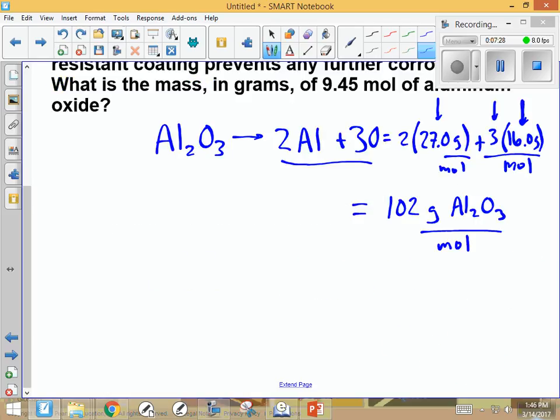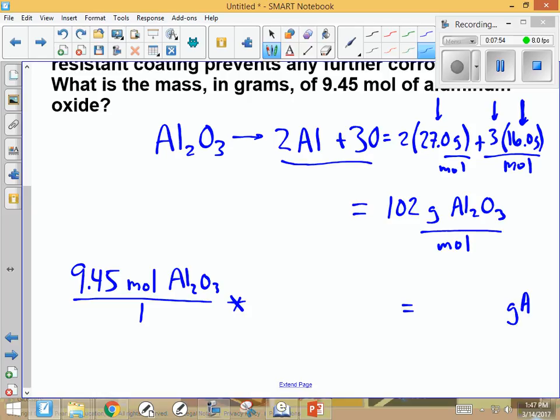Next, we are given 9.45 moles of aluminum oxide. I'm going to put that over 1 so I can remember I'm multiplying fractions. Now, we need to get, as our answer, mass in grams of aluminum oxide. So we're going to have to use a conversion factor.